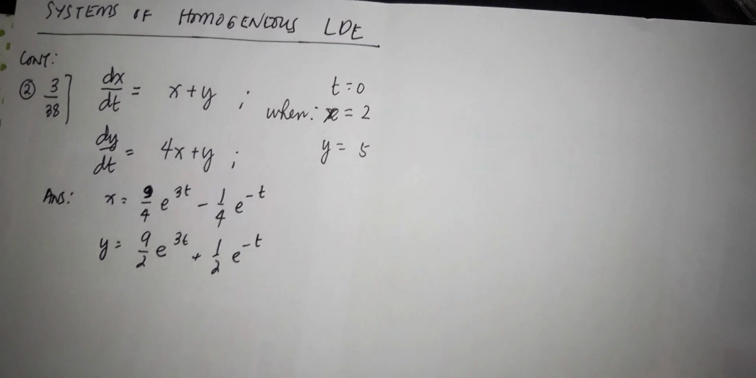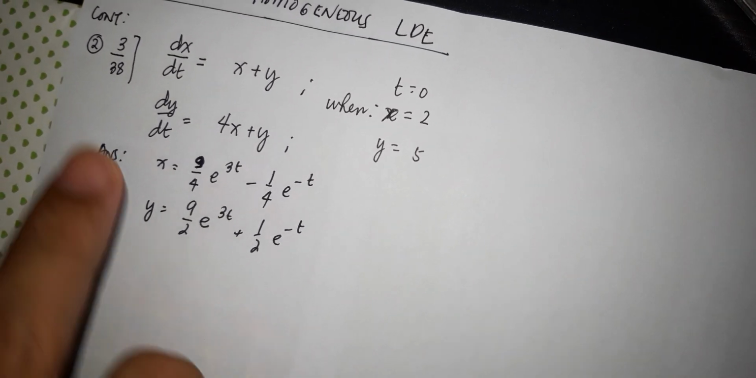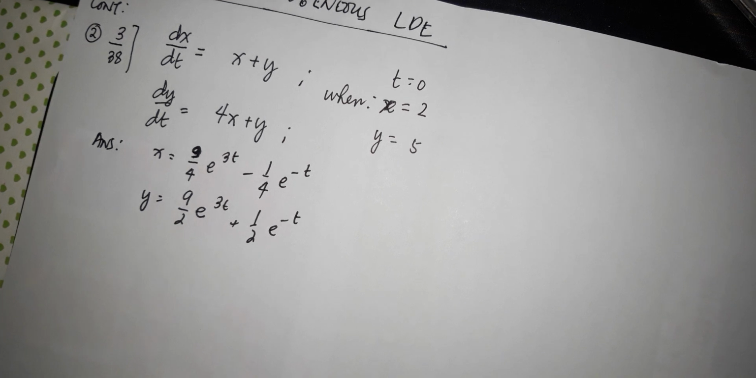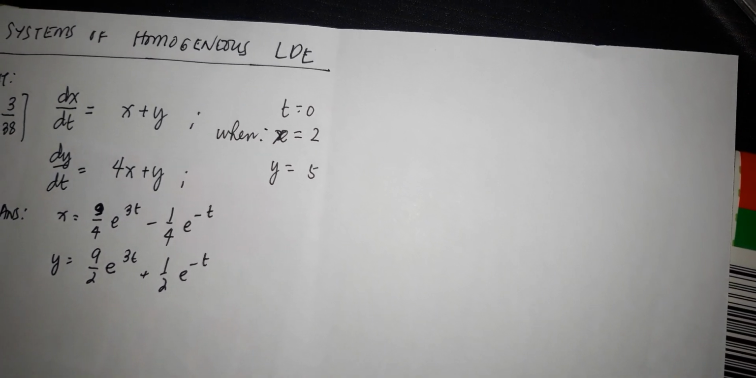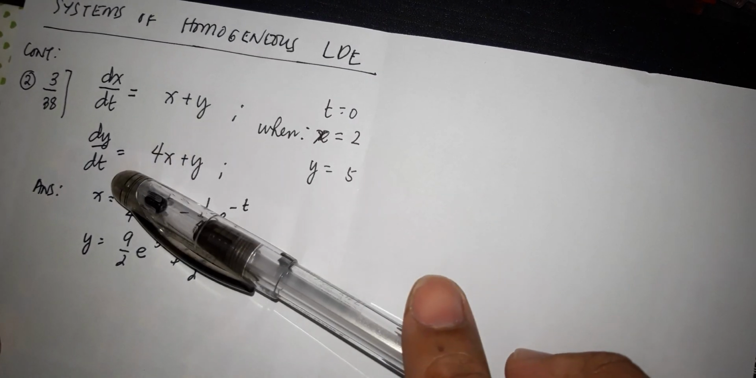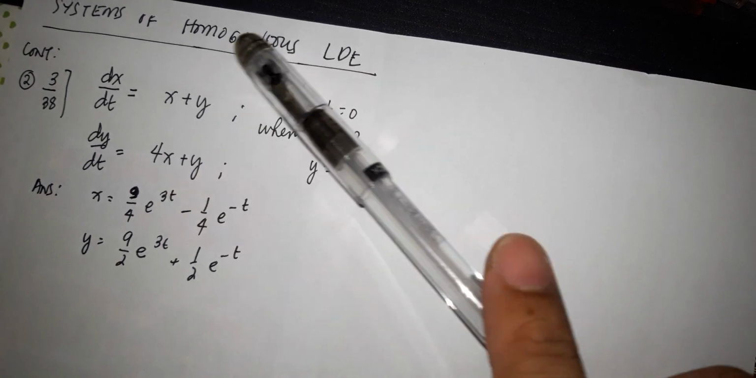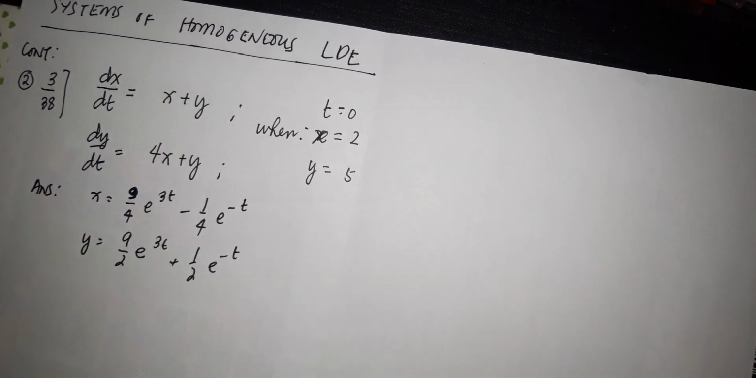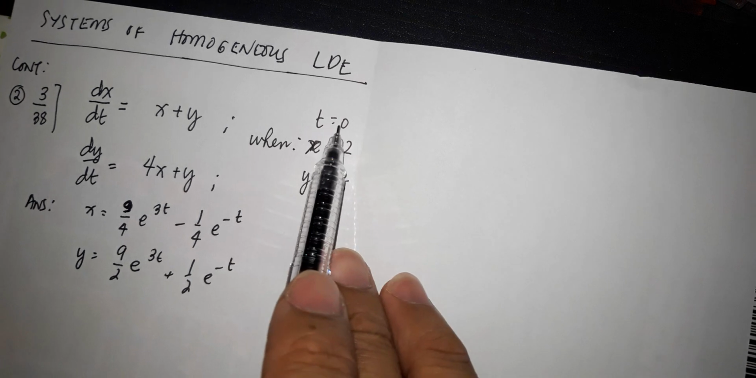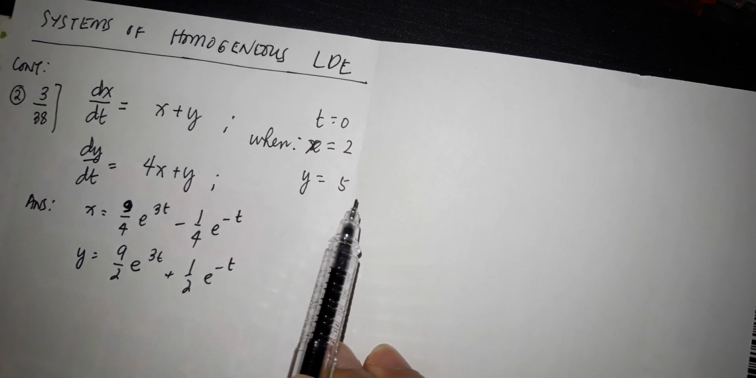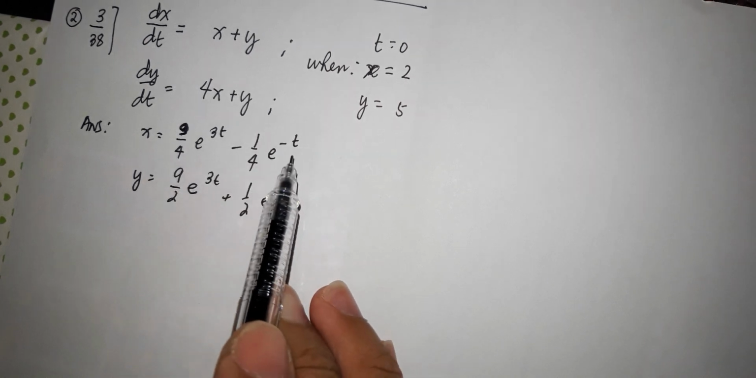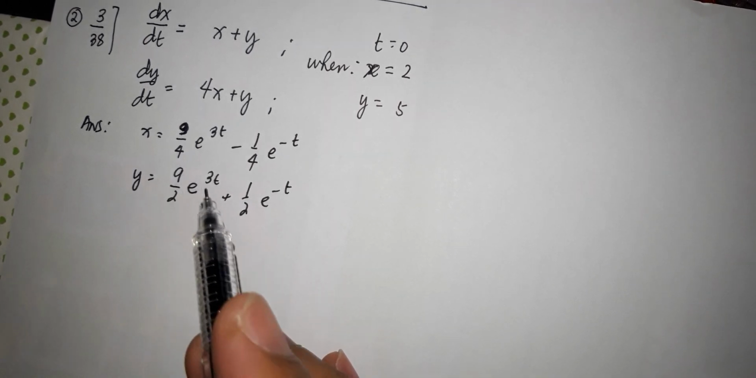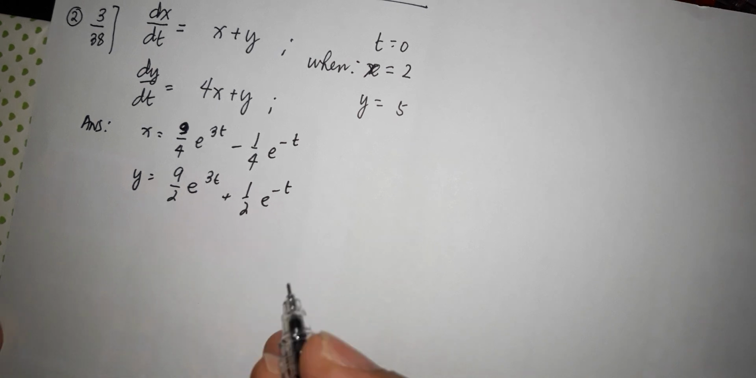Let's have another example. This is number 3, page 38 of the same book, Advanced Engineering Mathematics by Bravo, Cruz, and Gomez. It's given that dx/dt is equal to x plus y, dy/dt is equal to 4x plus y. So your given is expressed in general form. May initial condition tayo that when t is equal to 0, x is equal to 2, y is equal to 5. So answer: x is 9/4 e to 3t minus 1/4 e to the minus t, y is equal to 9/2 e to the 3t plus 1/2 e to the minus t.